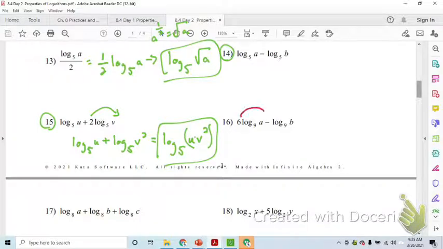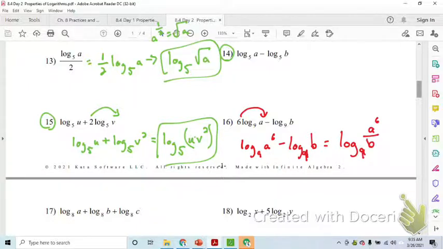Now, the 6 I have to put on the a. So it's going to be log base 9 of a to the 6th power minus log base 9 of b. It's a 9, not an a. Then this transfers over and we have log base 9, and since it's subtraction, it turns into a quotient rule of a to the 6th over b. And that's going to be your answer for number 16.